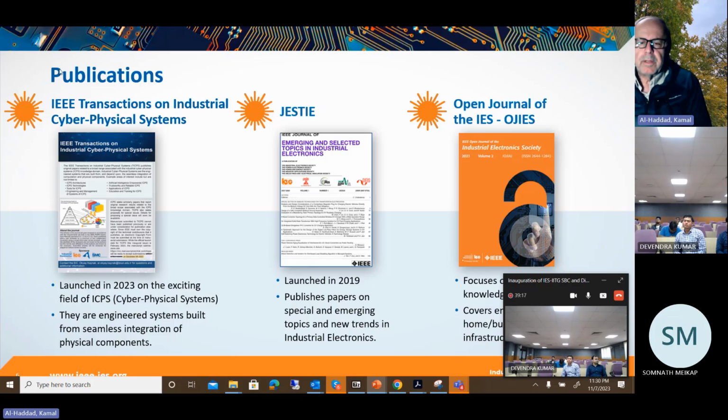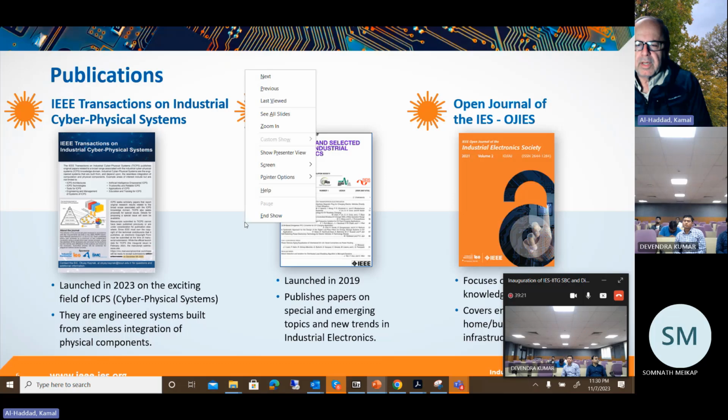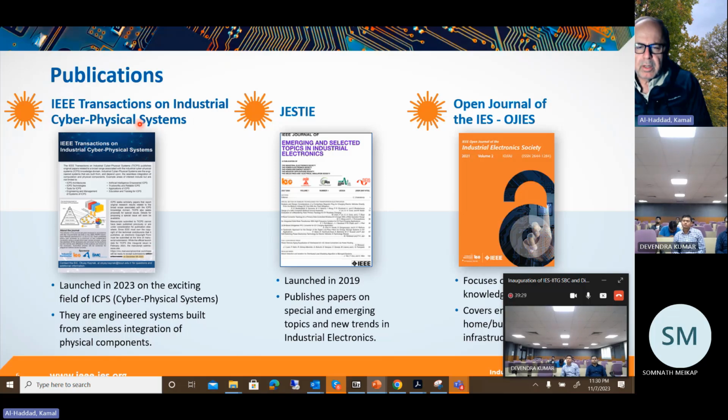We also have IEEE Transactions on Industrial Cyber-Physical Systems. It's a new transaction that we just started. It's related to the physical components, the cyber, also the software and the security, embedded with a physical component. It's the physical and the cyber combined together.